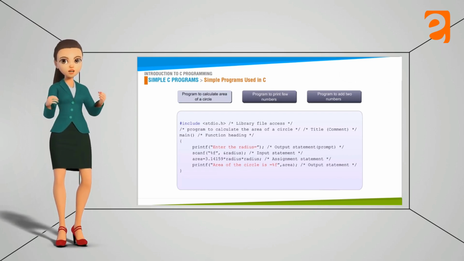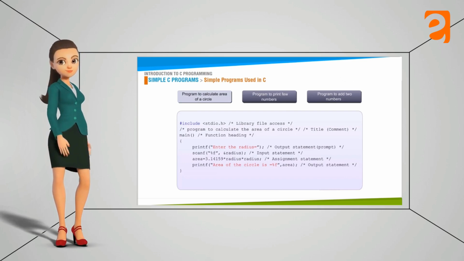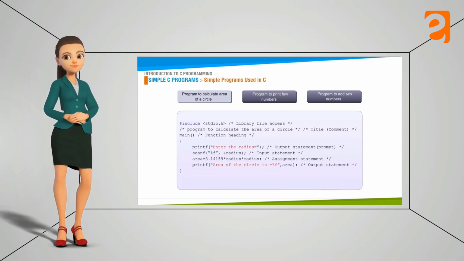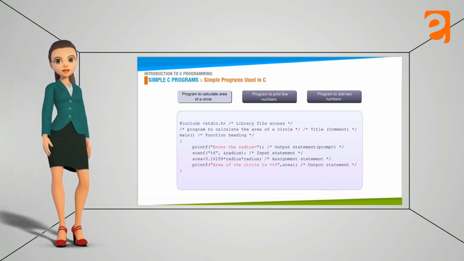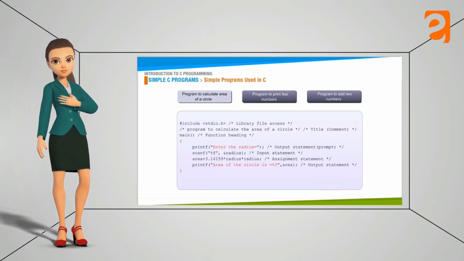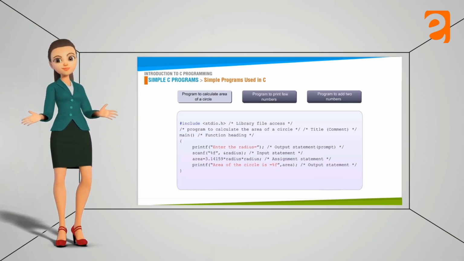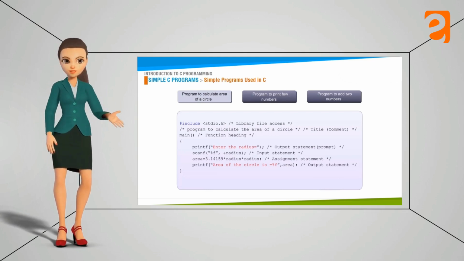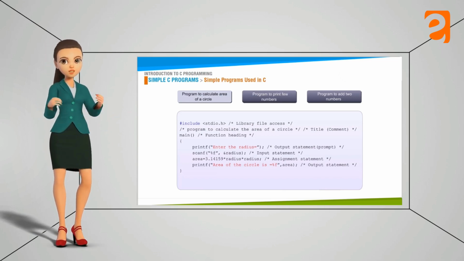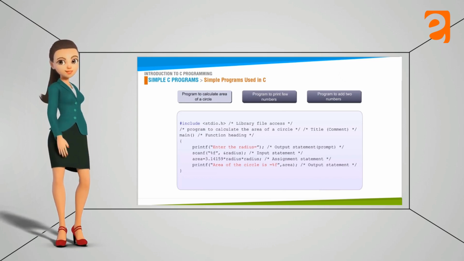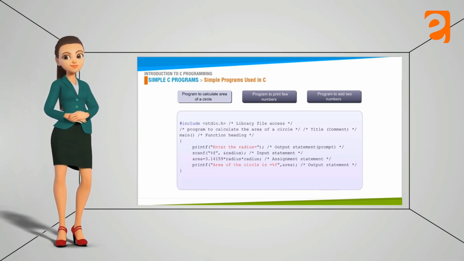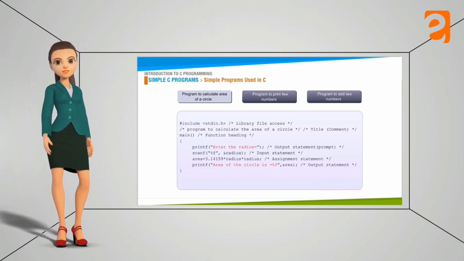Given here is the program which calculates the area of a circle. The program comprises 5 parts, namely function heading, prompt statement, input statement, assignment statement, and the output statement. Main is the function used in the program. The prompt statement enables you to enter the radius of the circle. The input statement, scanf, reads the value of the radius entered by the user.